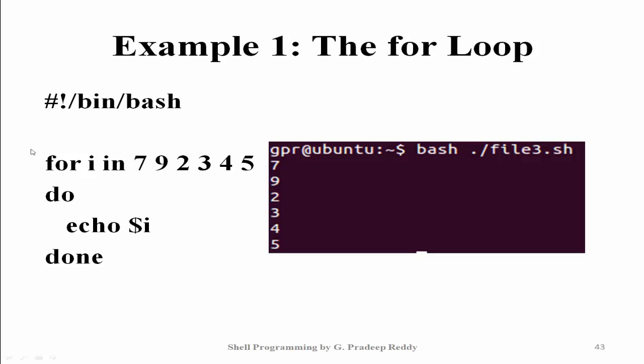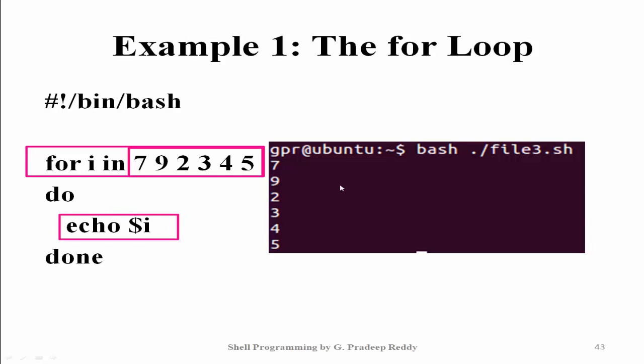For example, here you are going to specify for I in 7, 9, 2, 3, 4, 5. So how many arguments do you want to print? I will be accepting 7, 9, 2, 3, 4, 5. Generally we specify I equal to 10, I equal to 20, I equal to 30 and so on. But here what we have specified is 6 parameters. These 6 parameters should be displayed on the screen with echo $I. So now it is going to display them in a serial manner.